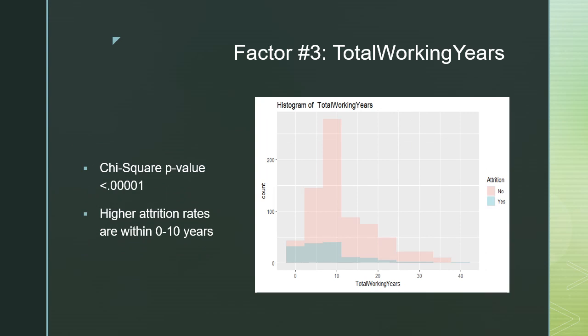Finally, the third factor, total working years. So with this normal distribution, you can see that the higher attrition rates are within 0 to 10 years. And then there's a bit of a drop off until you get to the 30th and 40th year.